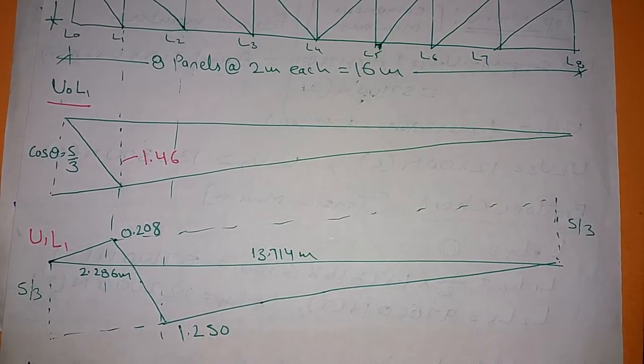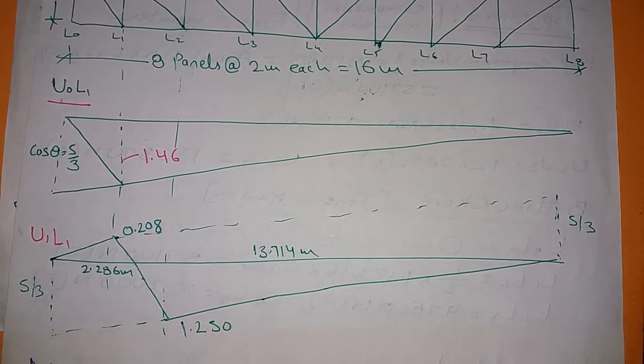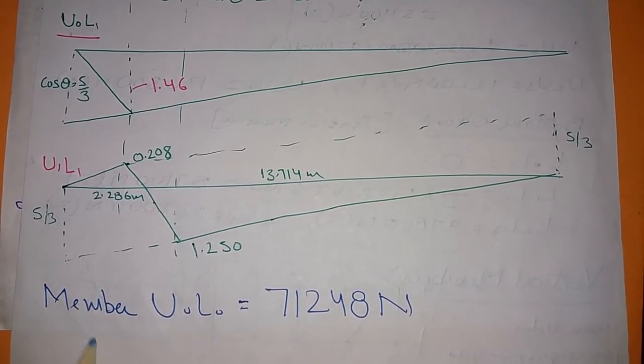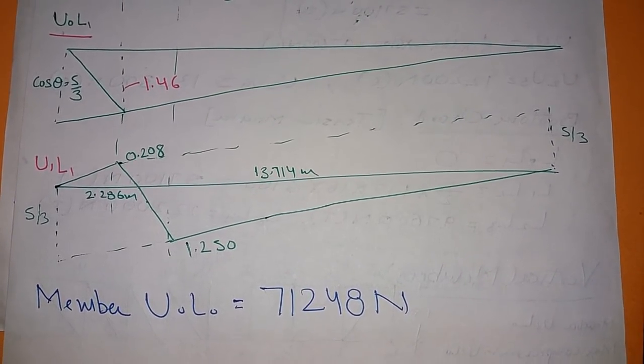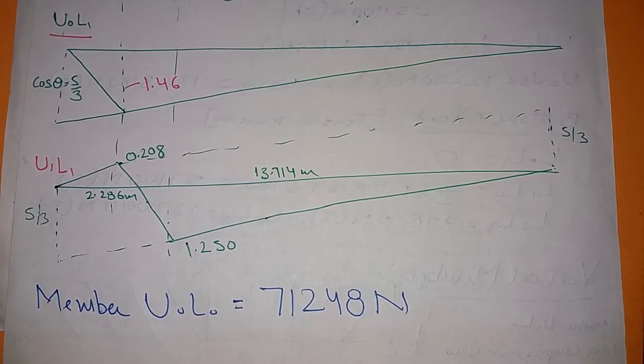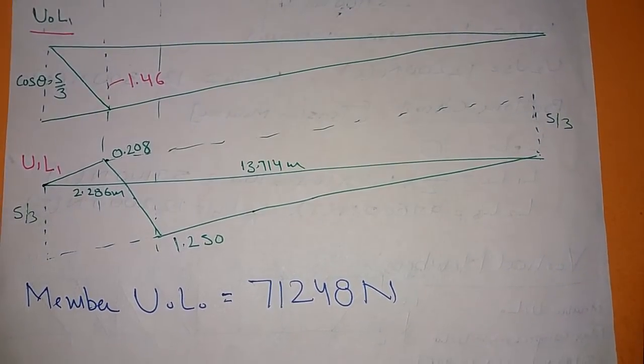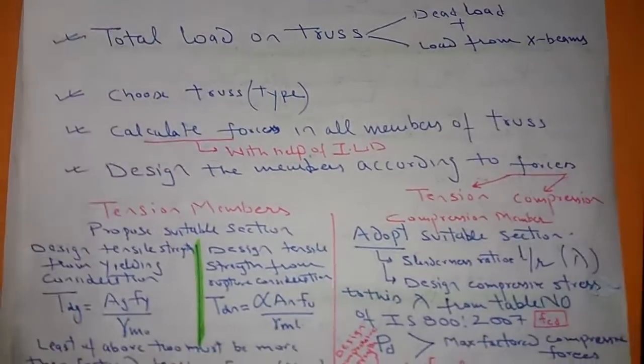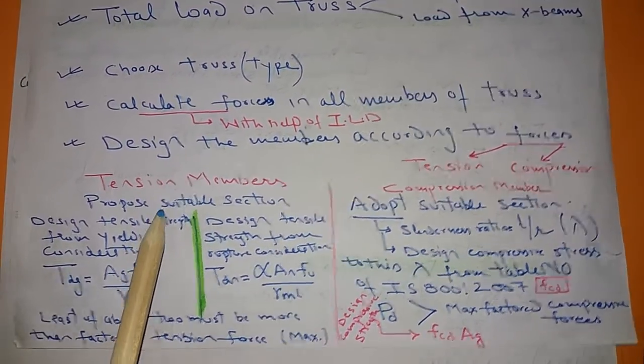So now the task is to calculate maximum forces induced in different members. Now how to design a truss according to these members. To design the trusses according to these members, you have to go for the steps again. Let's say we are talking about tension members.